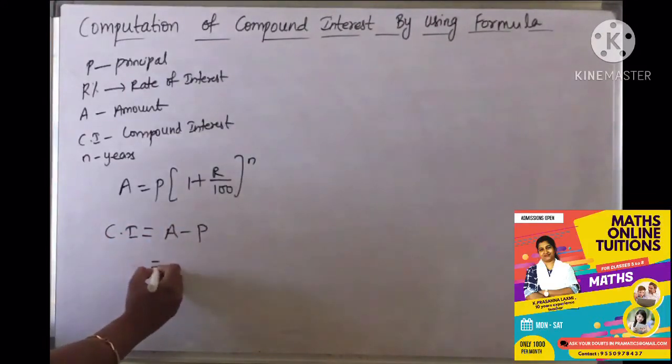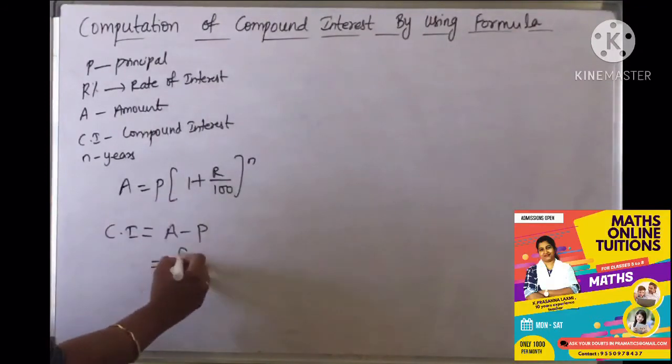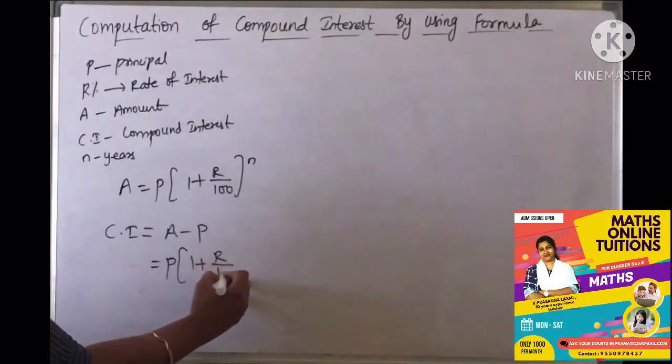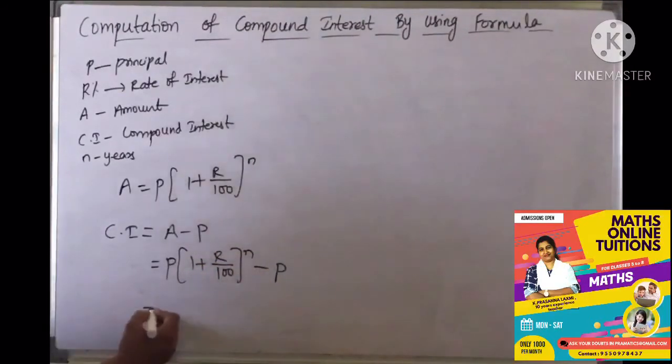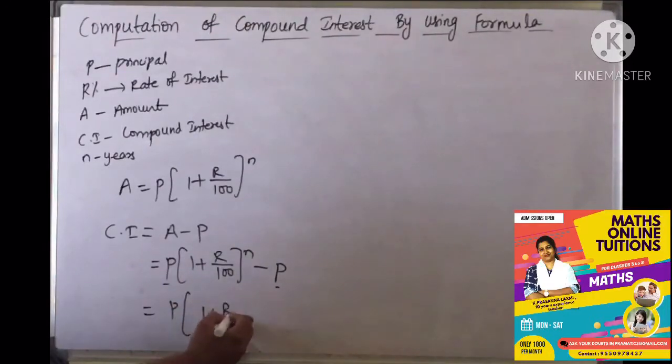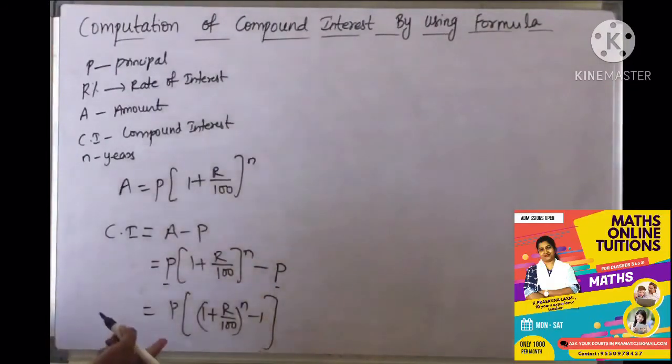Or you can use it like this also. A is nothing but P into (1 plus R by 100) whole to the power of n, minus P. When I take P common from both, you will get P into [(1 plus R by 100) whole to the power of n minus 1]. This formula you can use for the compound interest.